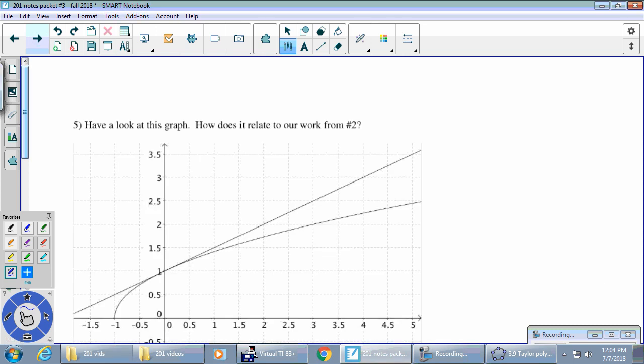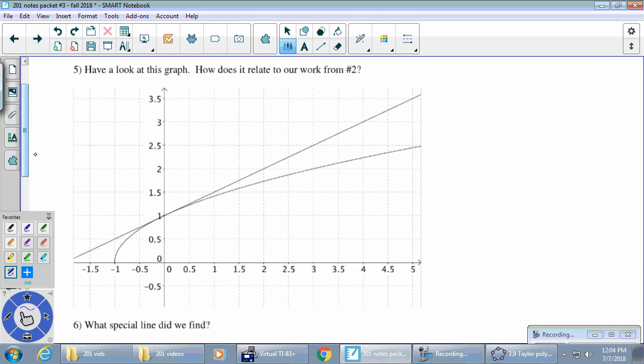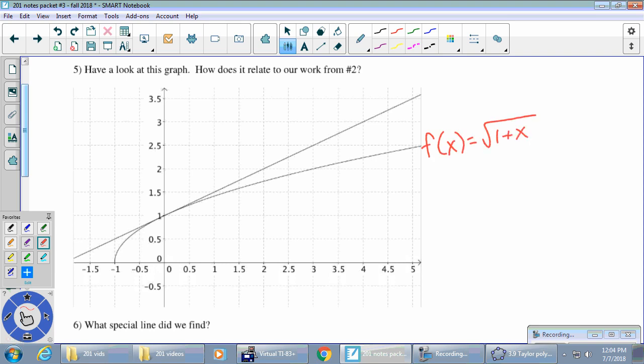On the next page, have a look at this graph. How does it relate to our work from number 2? Okay, so this first function, the bottom function, I should say, looks like a square root function. In fact, it is a square root function, but it's been shifted over 1 unit to the left. It is the square root of 1 plus x. That was the function we started with on the previous page. And then the top function is just a straight line. It is the function 1/2 x plus 1.